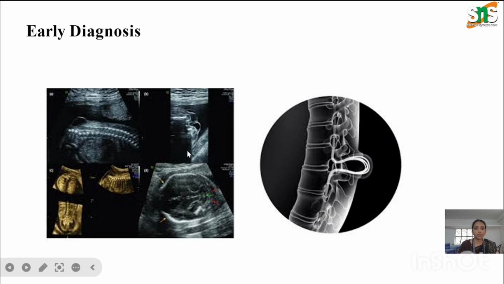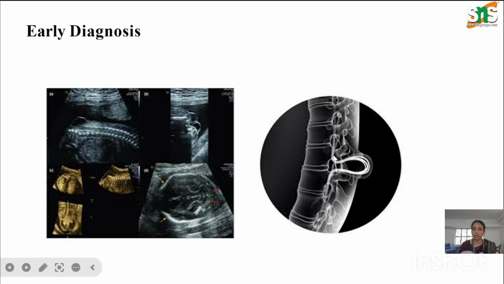Early diagnosis with the help of fetal inspection of the spine. In this you can see the ultrasound screening of the spine shows the defect in the spine. So here there is an abnormal closure of the spine. So the child is present with spina bifida. So we can diagnose it early.